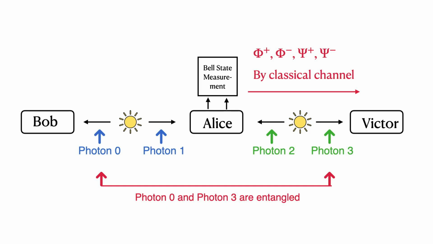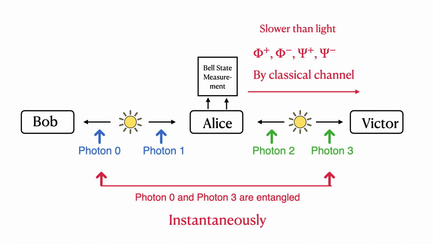Okay, after that, Alice communicates her results to Victor. It's which of those 4 Bell states she found. This is what keeps us from being able to use entanglement to communicate faster than light. Photon 0 and photon 3 become entangled instantaneously as far as we can tell from experiments. But Alice has to communicate with Victor by an ordinary means, like she can call him on the phone, she can send him an email, she can send him a letter, whatever. This is ordinary, slower than light communication. And this is necessary for Victor to do something with the entangled particles. But he can still do a lot.